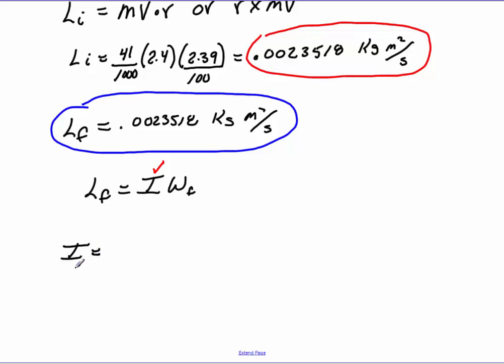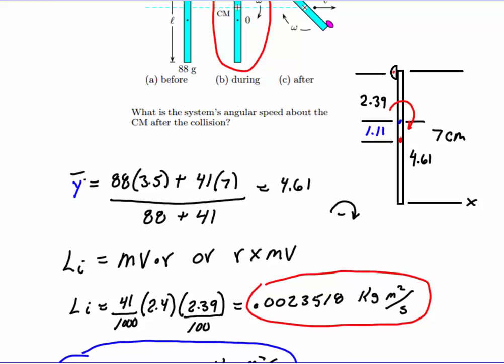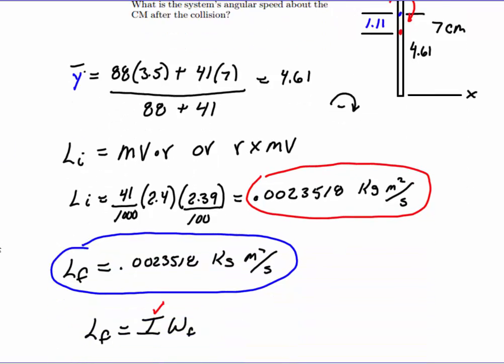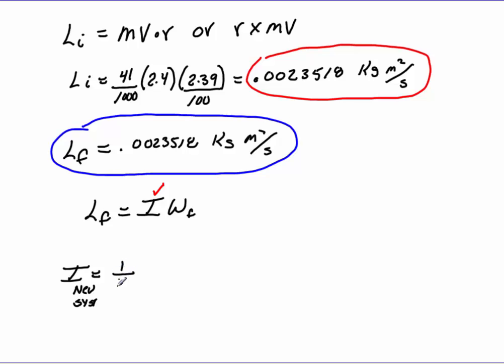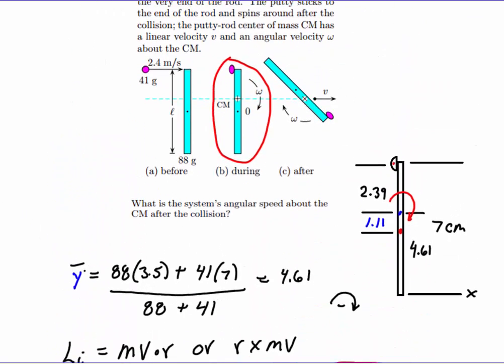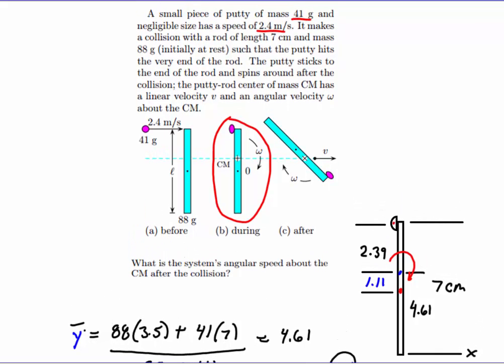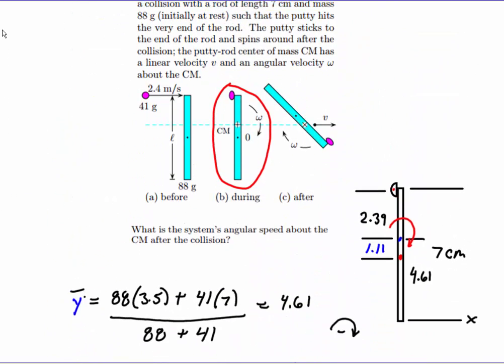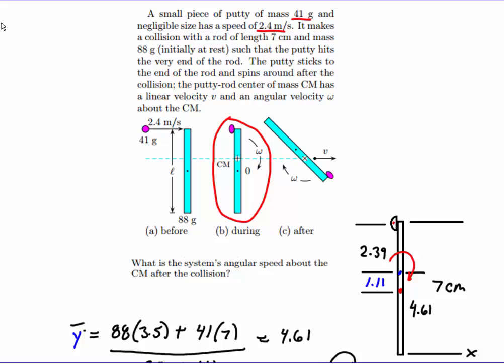So my new system, I come back and use a thin rod rotating around. What did we say that was? 1/12 m L squared, right? I'll get that piece of paper later. So I'll do 1/12 times the mass, which is 88, divided by 1,000, times its total length, which is 7.